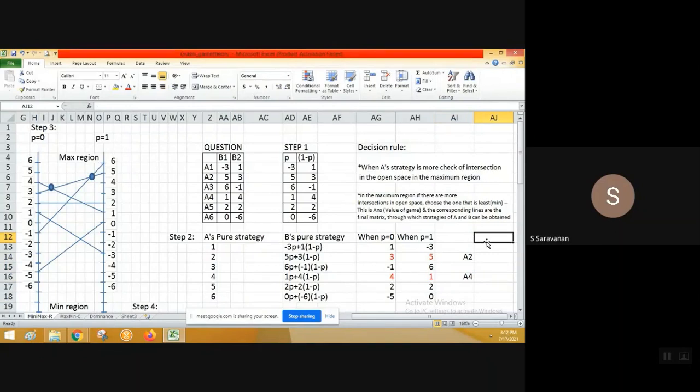So step 2. Step 1 is easy, we are just replacing a variable with a different one. In step 2, we have identified certain coordinates. Actually, these are coordinates: 1, minus 3, 3, 5, minus 1, 6, 4, 1, 2, 2, minus 5, 0. These are some of the coordinates through which we are going to draw a graph.